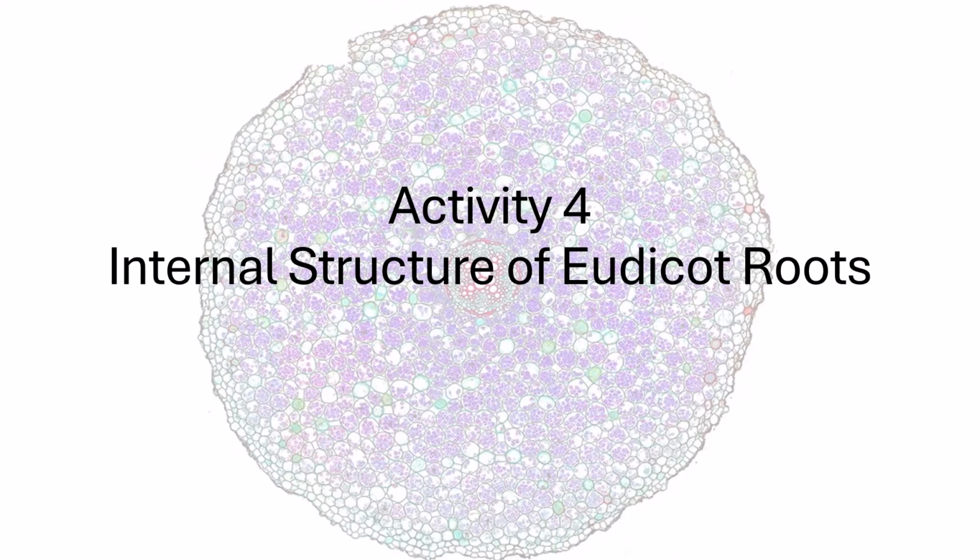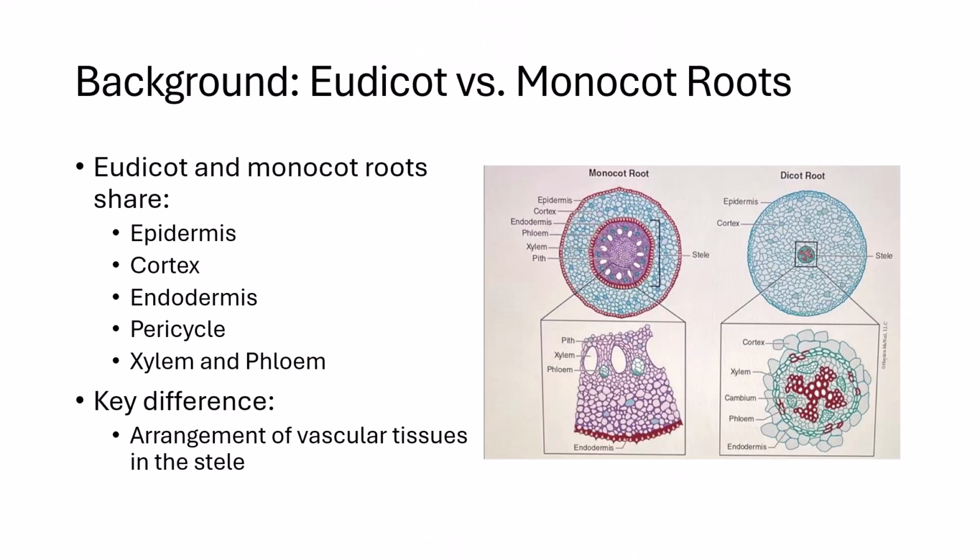In this activity, you're going to examine the internal structure of a Eudicot root using images of microscope slides. You've already looked at monocot roots, so now your main goal is to compare how the same tissues are arranged differently in Eudicots. Even though the tissues are similar, the pattern they form in the center of the root is very different. And that pattern is one of the easiest ways to tell monocot and Eudicot roots apart.